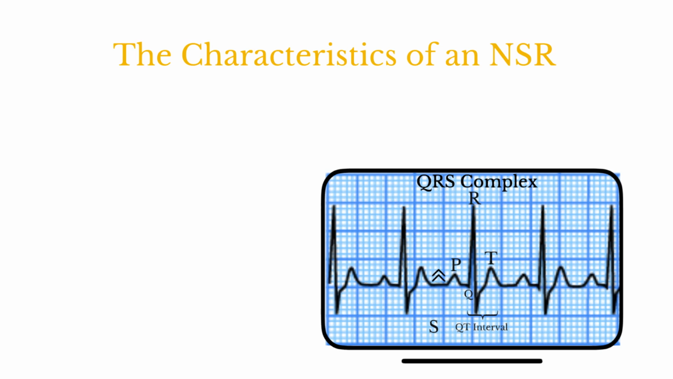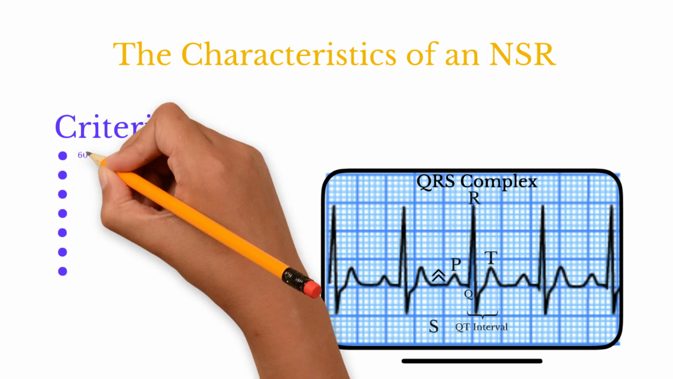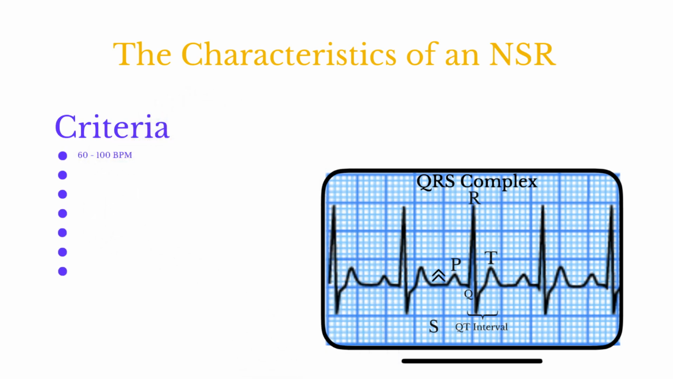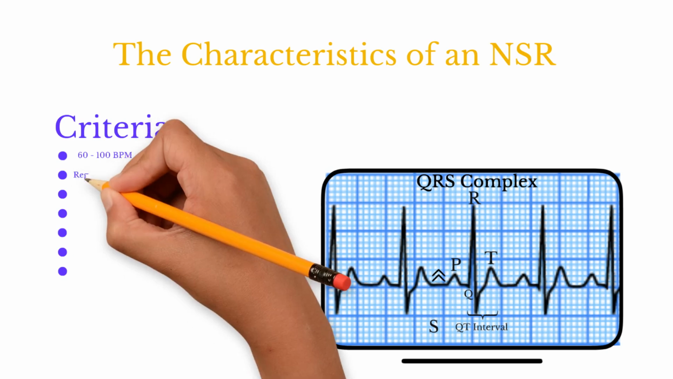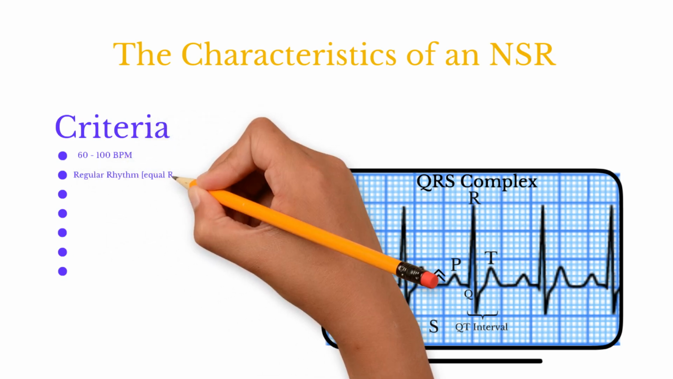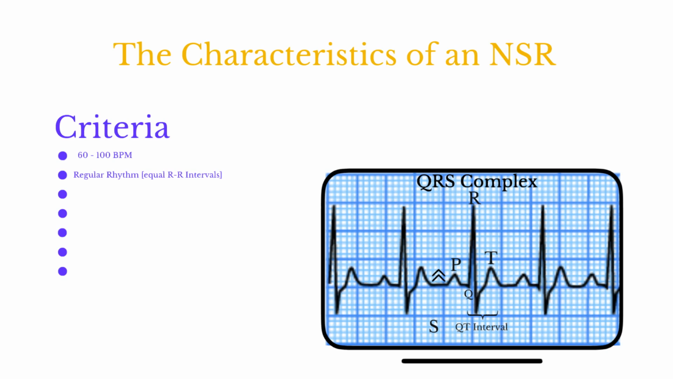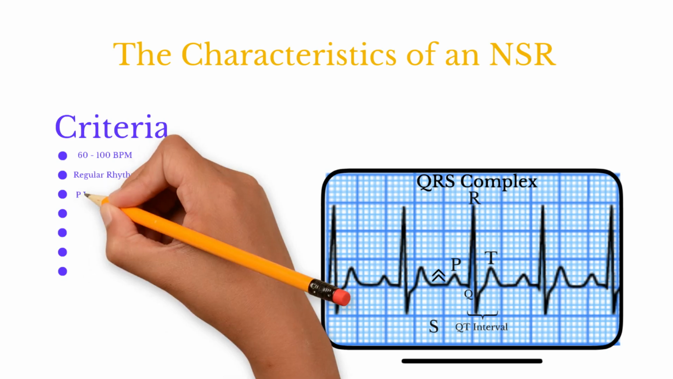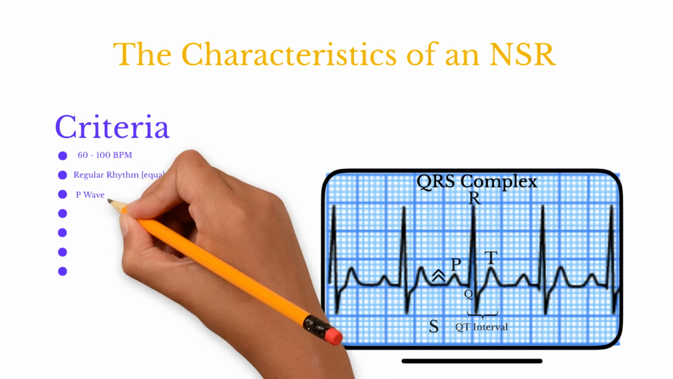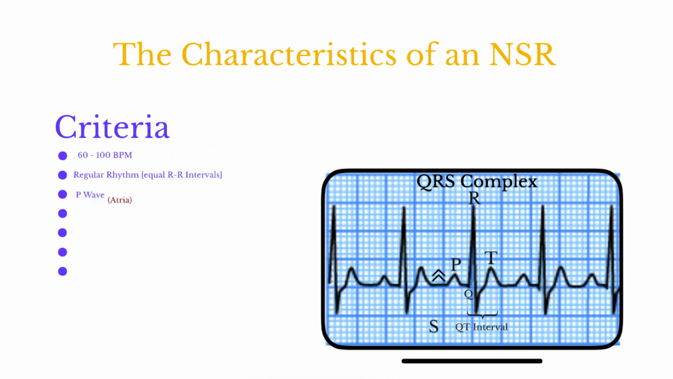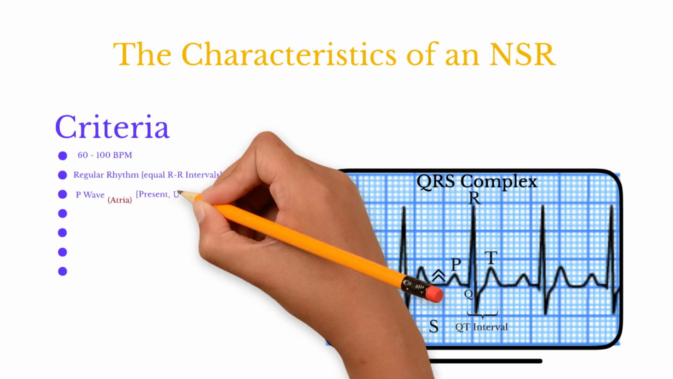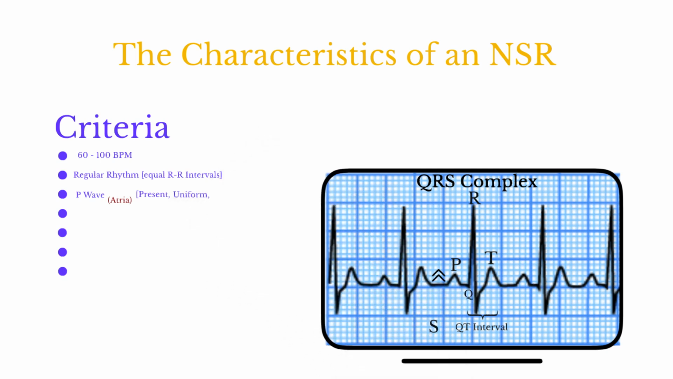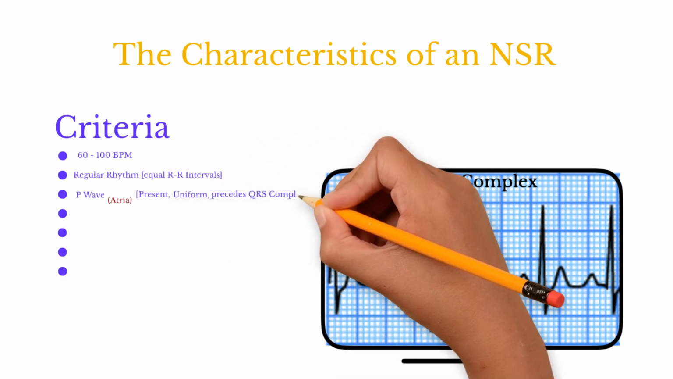For a rhythm to be classified as normal sinus rhythm, it must meet the following criteria. The rate has to be between 60 and 100 beats per minute. The rhythm has to be regular, and you know this from the R to R intervals. Sometimes we can use a caliper to measure this. The P waves, which represent the atrial contraction, have to be present, uniform, and always precede each QRS complex.